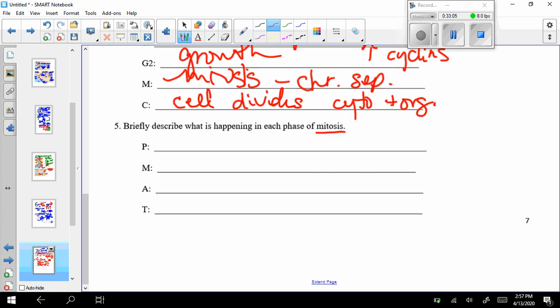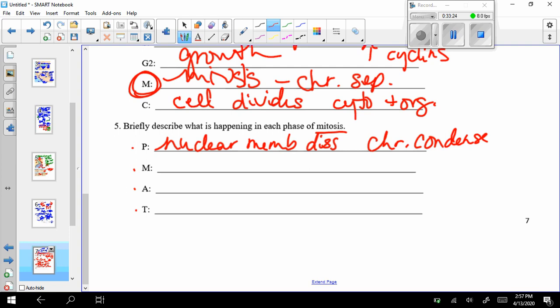All right, go through the phases of mitosis. So just the M part here. We have prophase, metaphase, anaphase, telophase. In prophase, my nuclear membrane is going to dissolve. My chromosomes are going to condense, which means they thicken and I can see them. And then in metaphase, the chromatids all line up.